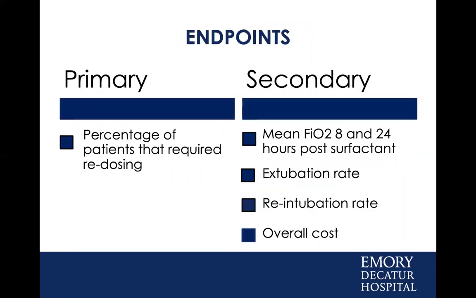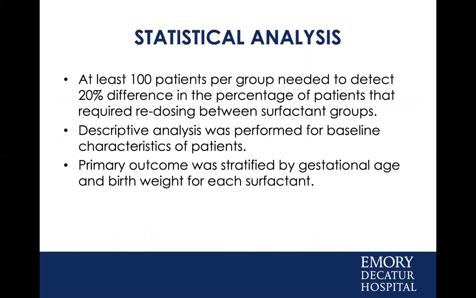The primary outcome of this study is the percentage of patients that require redosing. The secondary outcomes include mean FiO2 at 8 and 24 hours post-surfactant, extubation rate, reintubation rate, and overall cost. We estimated at least 100 patients per group were needed to detect a 20% difference in percentage of patients that require redosing between surfactant groups. We stratified the primary outcome by gestational age and birth weight for each surfactant.